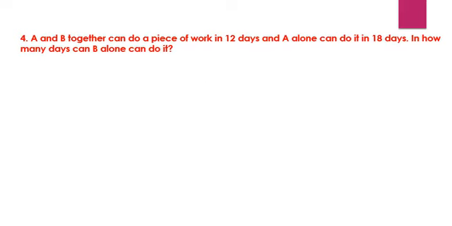So let us come to the fourth question. A and B together can do a piece of work in 12 days and A alone can do it in 18 days. How many days can B alone take to do it? So here we have to find out B's number of days for the work. Write it as A and B. A is given as 18 days and B we should find out. Let us assume it as X and take the LCM of both.